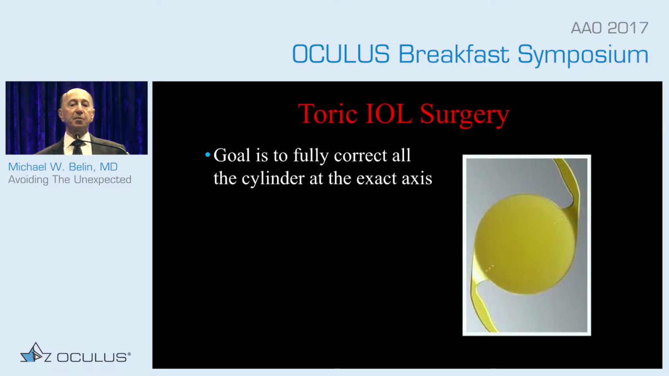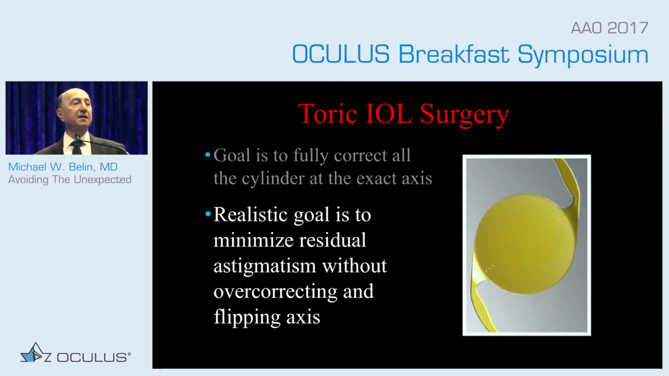Now, this is particularly important in toric IOL surgery, where, if you ask people what's the goal of toric IOL surgery, some people will say to totally correct all the cylinder at the exact axis. Well, that may be the ultimate goal, but it's really not a realistic expectation. The realistic goal is to minimize the residual astigmatism without overcorrecting. You really want to avoid overcorrecting, because if you overcorrect a patient, you flip the axis, and that's often not very well tolerated by the patient.